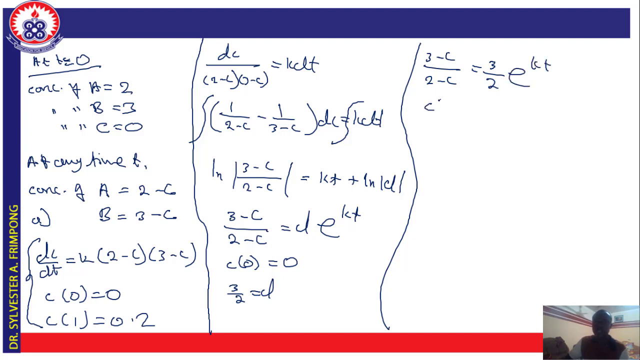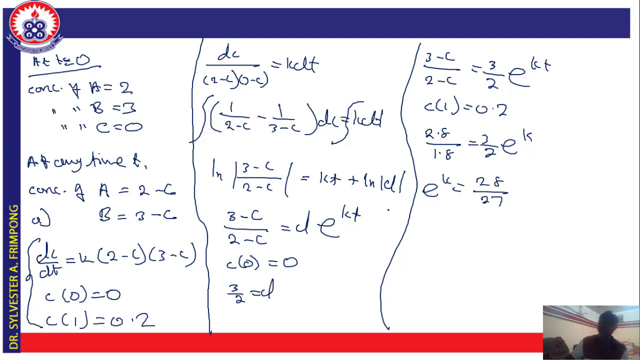And we have a second condition, which is C of 1 equal to 0.2. So when you put them in here, we are going to get 3 minus 0.2, which will be 2.8, over 2 minus 0.2, which will be 1.8, equals 3 over 2 e raised to power K. If you make e raised to power K the subject, you are going to get 28 divided by 27. We don't need to find K because we have e raised to power K here. So e raised to power K all raised to the power T is now 28 over 27 to the power T.